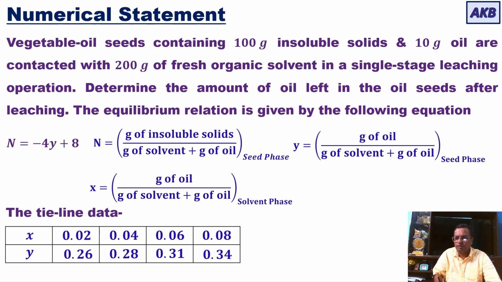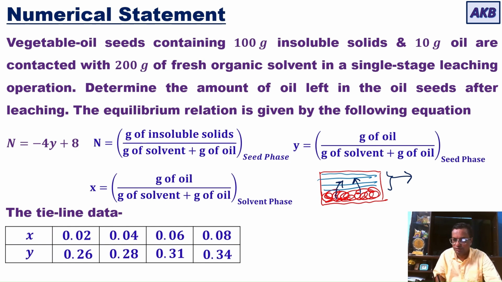So the operation is, let us understand it. So you have vegetable seeds, and this is contacted with organic solvent in a single stage operation. And what is happening? Oil from these oil seeds is getting dissolved in the solvent, and you get the overflow or the clear solution, and this clear solution is then removed. So we are supposed to find out what is the quantity of oil that remains in the leach solids, or what is the quantity of oil that remains in the underflow, which in this case is the seed phase. Seed phase is nothing but the underflow.